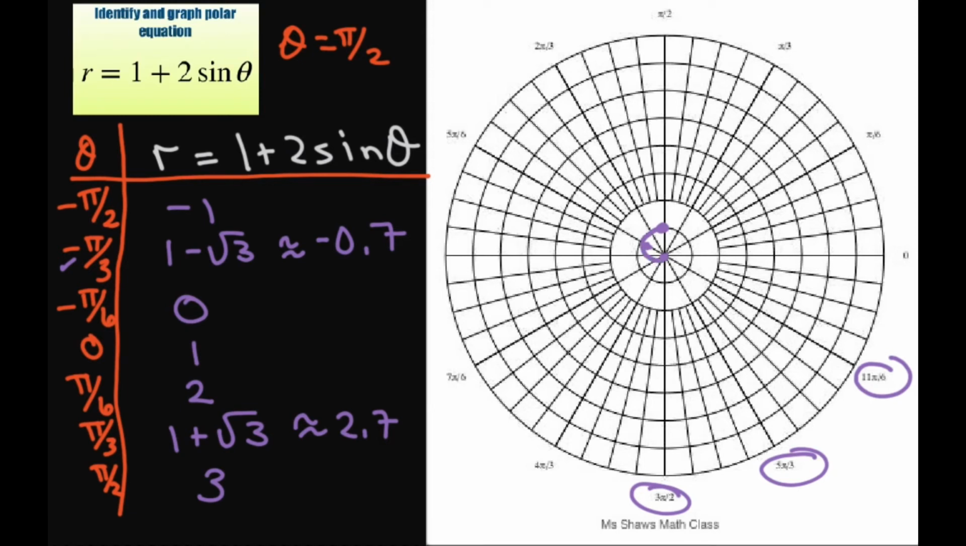At 0, we're at 1. So we're back out to here. We had negative 1, and at 0, we're at 1. So it swings around this way. At pi divided by 6, we're at 2. So go out 2. And then at pi divided by 3, we're at almost 3. And at pi divided by 2, we're at 3.